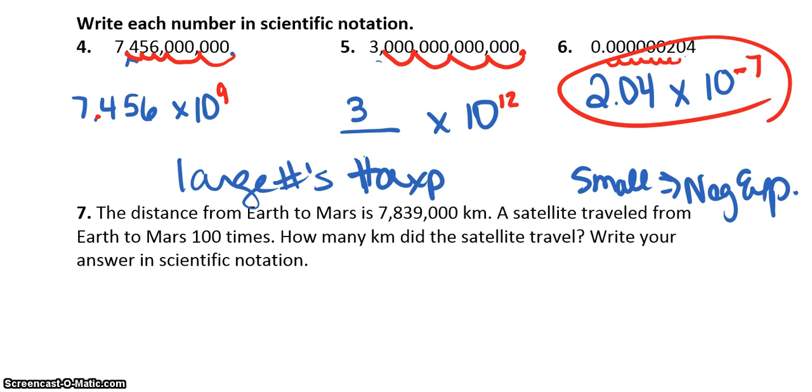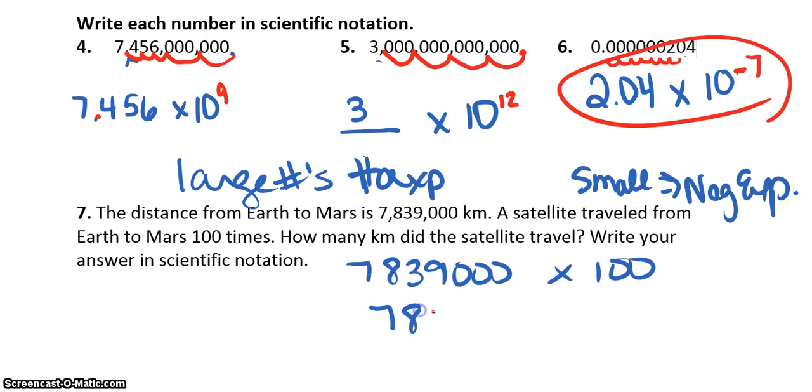So if I take 7,839,000 and multiply anything by 100, remember I add 2 more zeros to it. So I really end up with 7,839,000 and then 2 more zeros. So where are my commas? 1, 2, 3, 1, 2, 3. So I have 783,900,000.